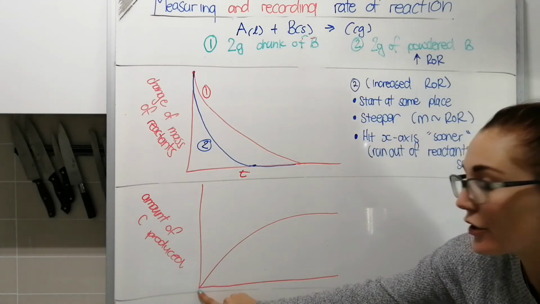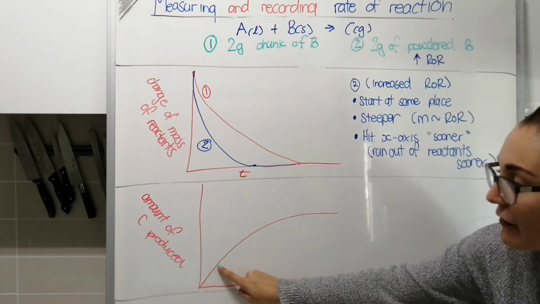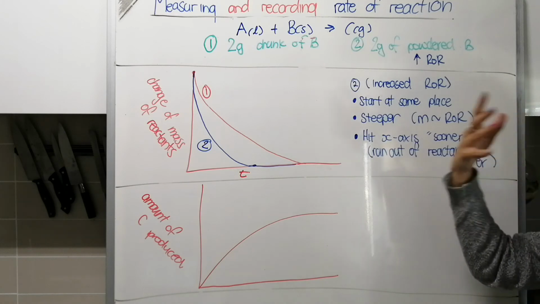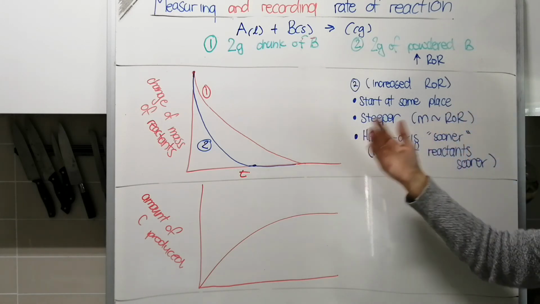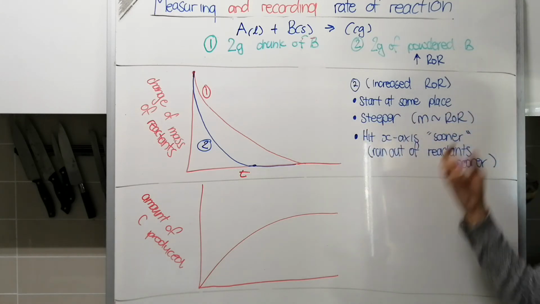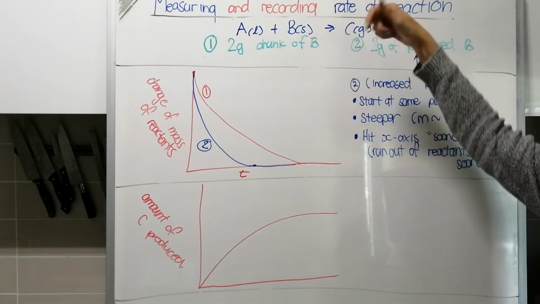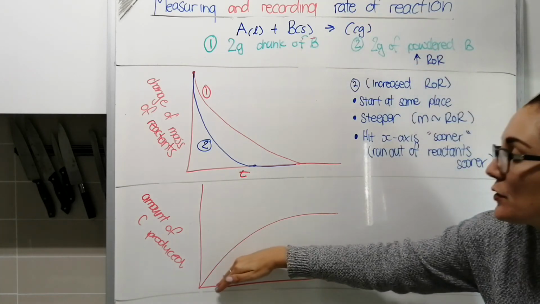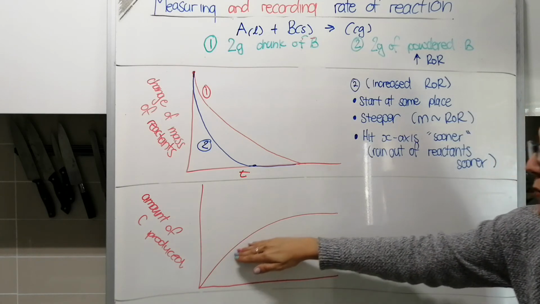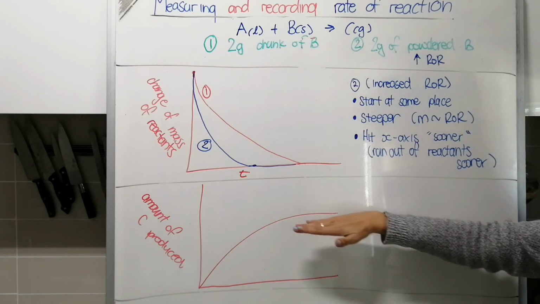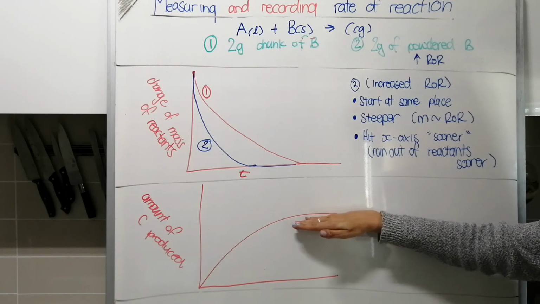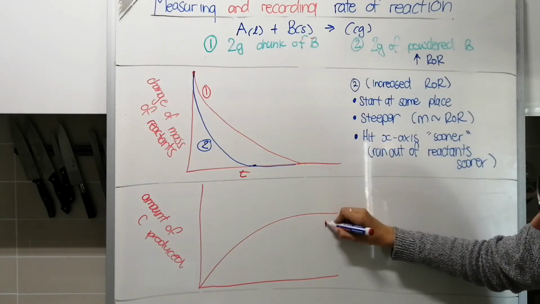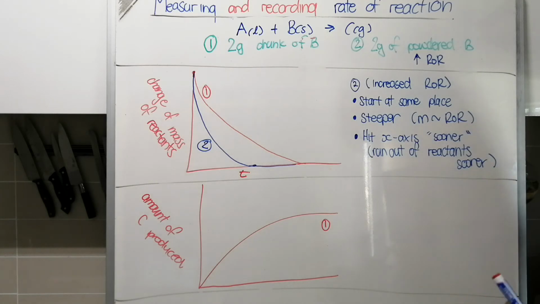So we start with 0 product. We start with a high rate of reaction because the concentration of the reactants is high at the beginning, but as the reaction proceeds, the concentration of the reactants decreases, which lowers the rate of reaction. Until we get to a point where it flattens out and our reaction is actually stopped. So this is for reaction 1, experiment 1.